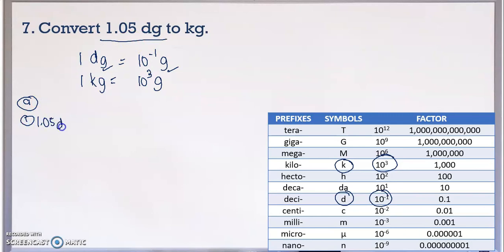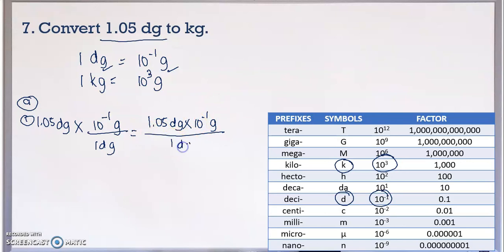1.05 decigram multiplied to the fraction of the first conversion, which is 10 raised to negative 1 gram over 1 decigram. This is equivalent to 1.05 decigram times 10 raised to negative 1 gram over 1 decigram. Cancel out decigram, and the answer would be 1.05 times 10 raised to negative 1 gram. This is our initial measurement for the next step.